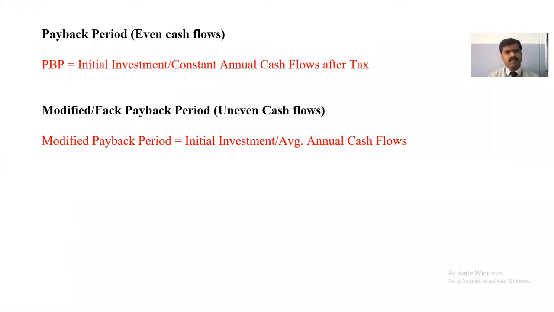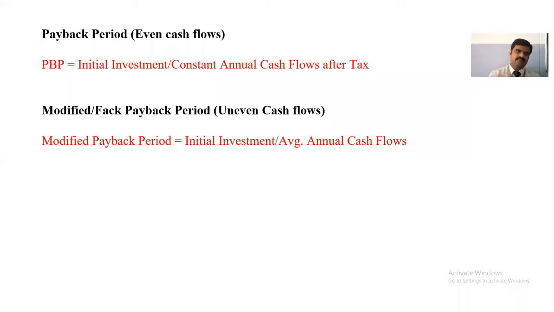We can use the same formula, only if your cash inflows are even. So every year you're getting 10,000, 10,000, 10,000. Then that is a cash inflow which is even, and you can apply the first formula. And if your cash inflows are uneven, you cannot use that formula. Okay. So we have to use one more formula.